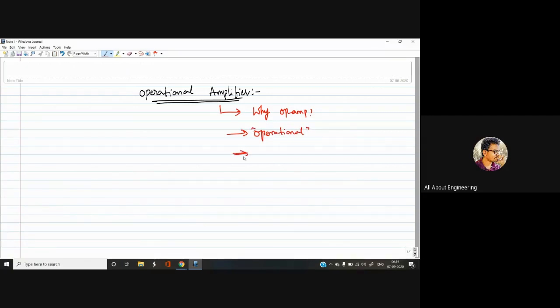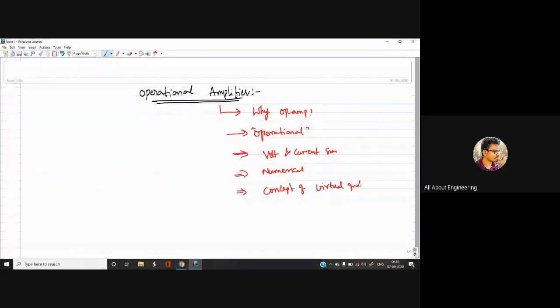and about inverting and non-inverting terminals, why they are called voltage summing node and current summing node, and some numerical problems, some numerical questions, as well as, if time permits, I'm going to explain the concept of virtual ground, and also the determination of type of feedback, which is very important.